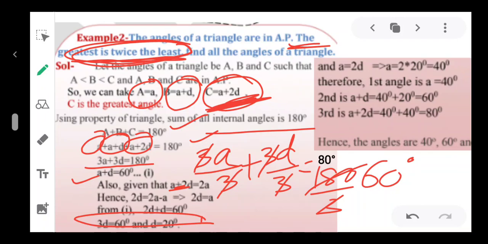Okay. Now we can find the answer. A is equal to 2D, therefore A is 2 into 20, 40. Now the first angle is 40, the second angle is 40 plus D. D is here 20, so 40 plus 20 is 60, and then 80. Therefore, these are the answers: 40, 60 and 80. Simple.